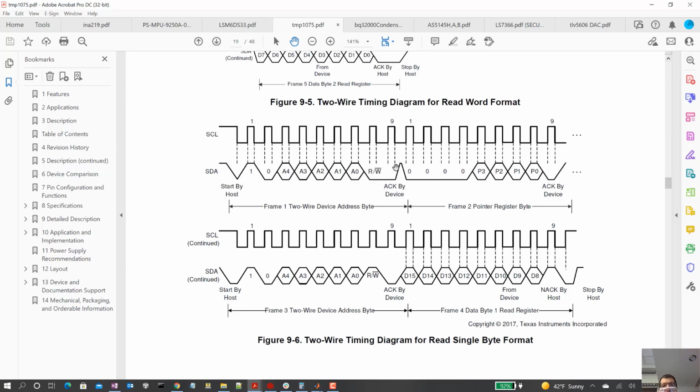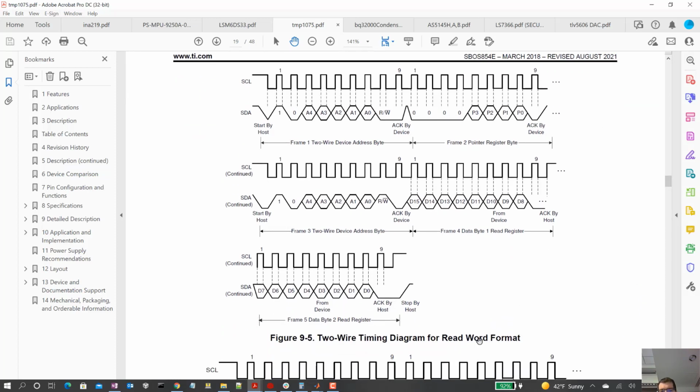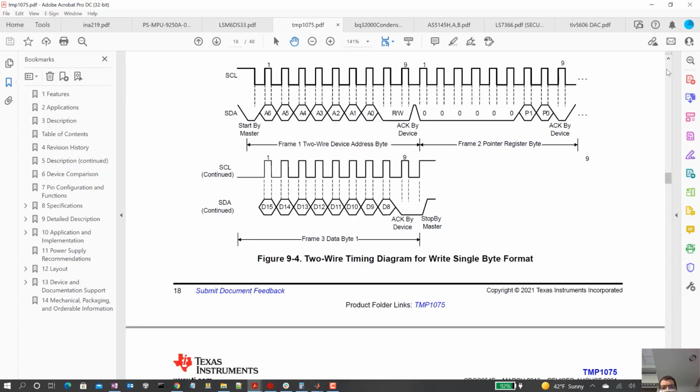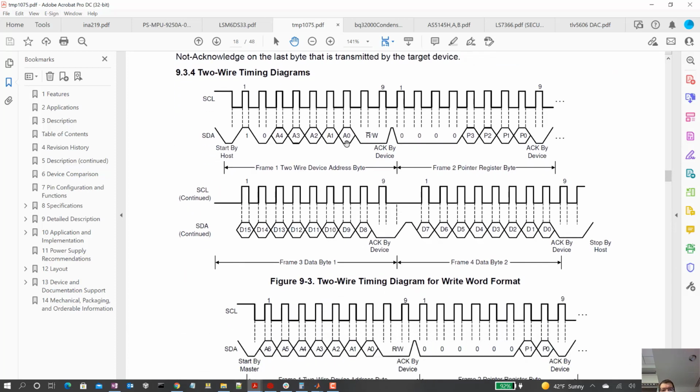Okay. Now, interesting, and then write is very similar. Write is like before. Is this a word? That's the read. Yeah, read, sorry. Up here, write of a word. Okay, you do the address, you write, you send what register, to point to what register you want to write to, and then you write out the most significant byte, least significant byte, and then stop.